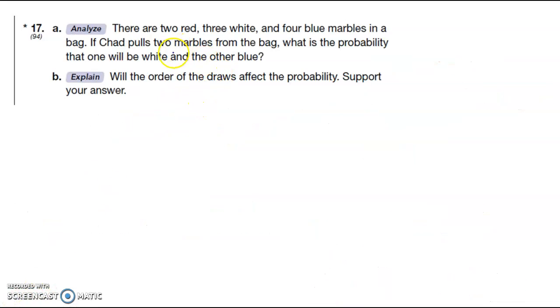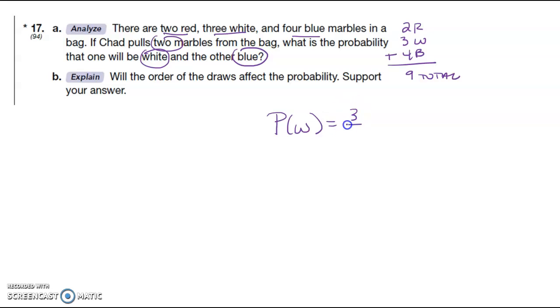All right, there are 2 red, 3 white, and 4 blue. So I have 9 total. If Chad pulls 2 marbles from the bag, what is the probability one will be white and the other will be blue? I'm going to assume that he pulls a marble out of the bag, but he doesn't return it. So the probability of white is 3/9, which is 1/3.